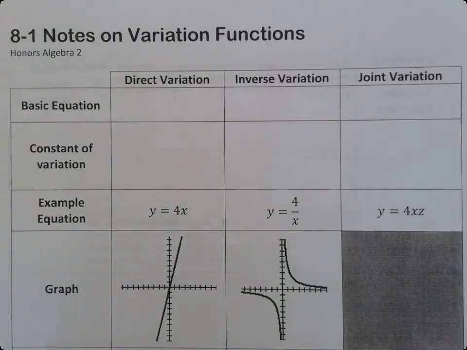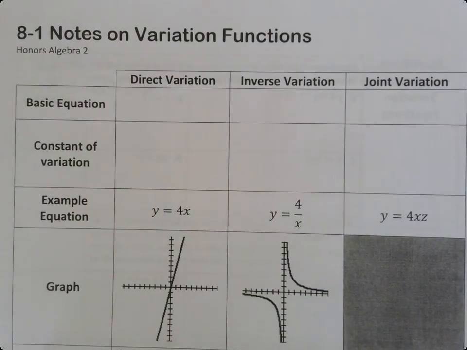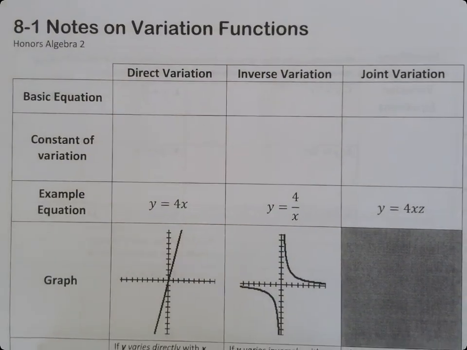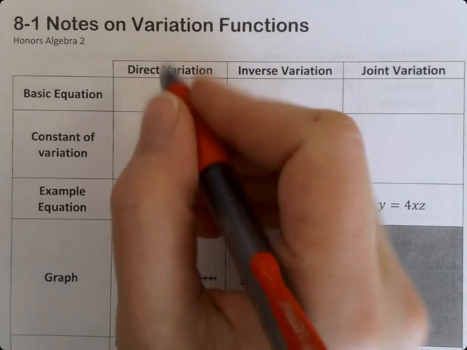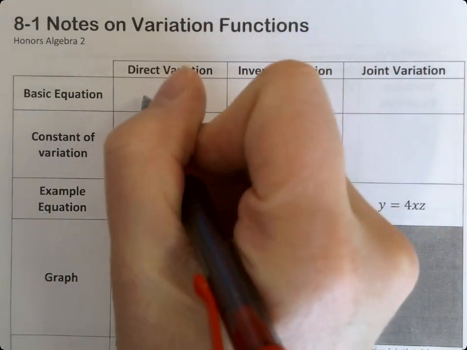We're looking at 8-1 notes on variation functions. It's pretty basic, and I think you're going to be fine with this, but you do need to know the names. So a direct variation is simply y equals kx.